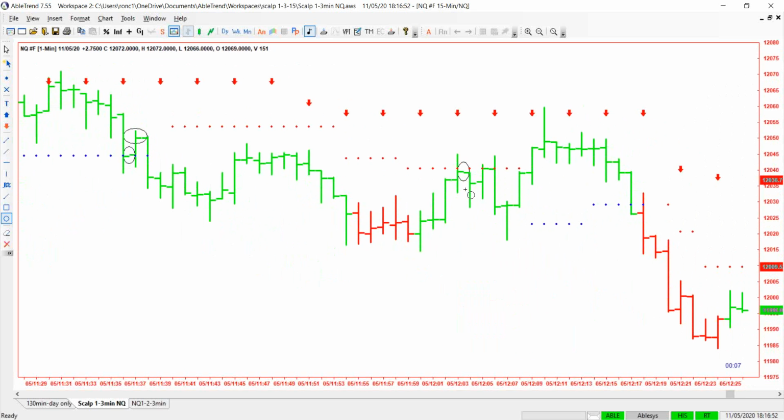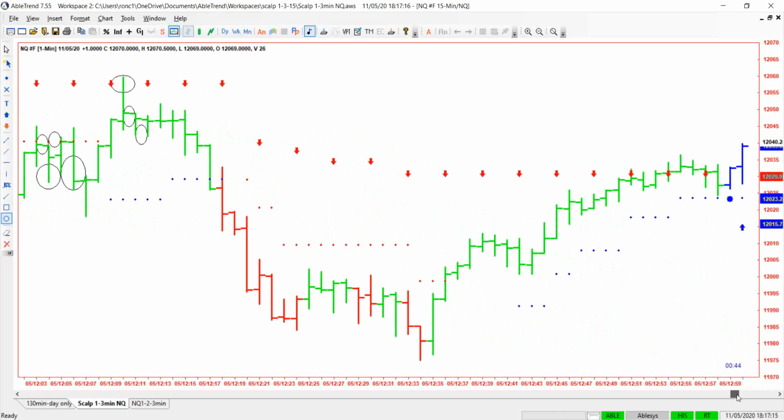Hits the red dot, closes under it. 1 minute later, $100 winner. Hits the red dot, closes right on it. 1 minute later, $100 winner. Hits the red arrow. Those are my favorites now. The red and blue arrows I think are the best ones. They really bounce off of them like you're throwing a rubber ball against a wall. Closes under it. 1 minute later, winner.